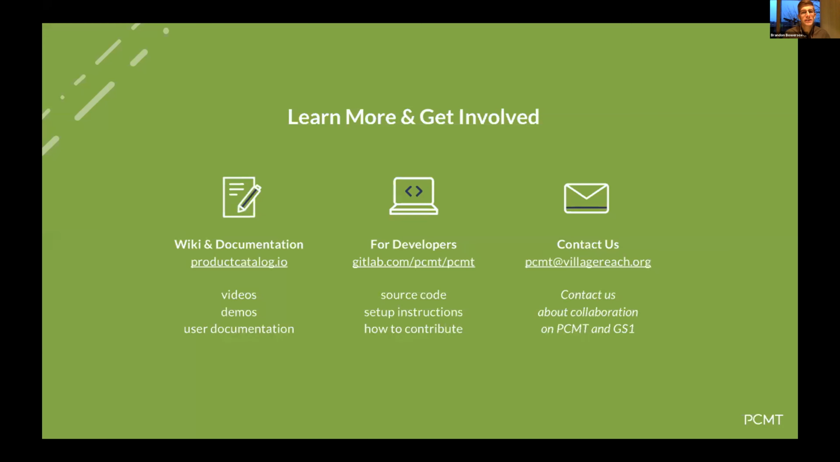So here are the key places to find information or get involved. There are online demos and videos and user documentation on the wiki, which is at productcatalog.io. The developer source code, if you want to dive straight in there, is on GitLab at this URL on the screen, or contact us about getting involved or collaborating in version 2, collaborating on PCMT and on GS1 adoption. That email address is the way to reach us.